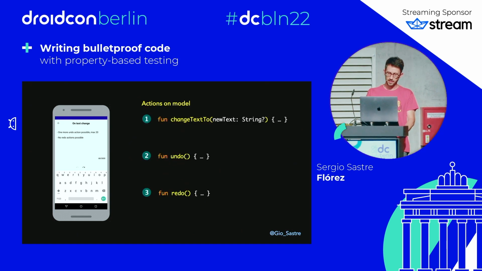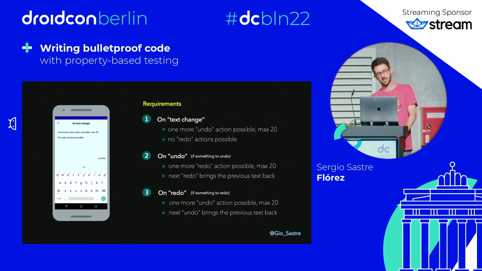Then we can perform some actions on this model. The most important thing is to identify these actions. So we can change text, we can undo, and we can redo. This is important because we have a state, we perform one of these actions, and we get into another state. So it's like a state machine, and that's basically stateful testing: you perform actions on your state to go into another state. So we need to transform these actions into actual requirements. It looks basically something like this. These are the requirements of our application, our text editor.